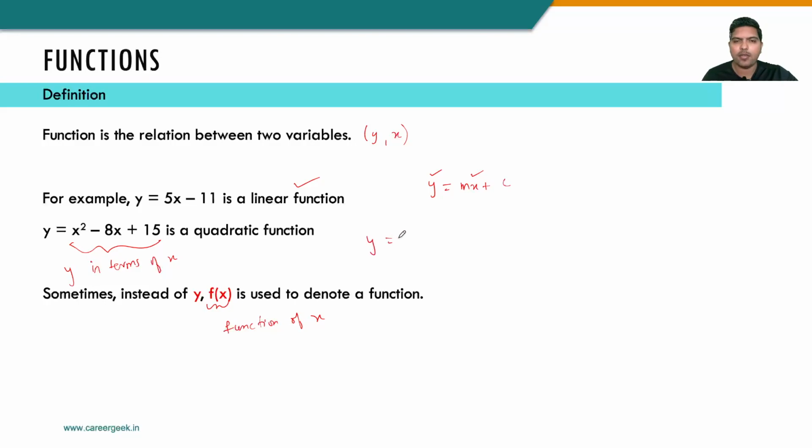So instead of saying y equals 5x minus 11, I can say f of x is, this f of x is nothing but y. Y is a function of x. So what we are essentially saying is, in the xy plane, if this is x, you can say this is either y or function of x. Both are same.